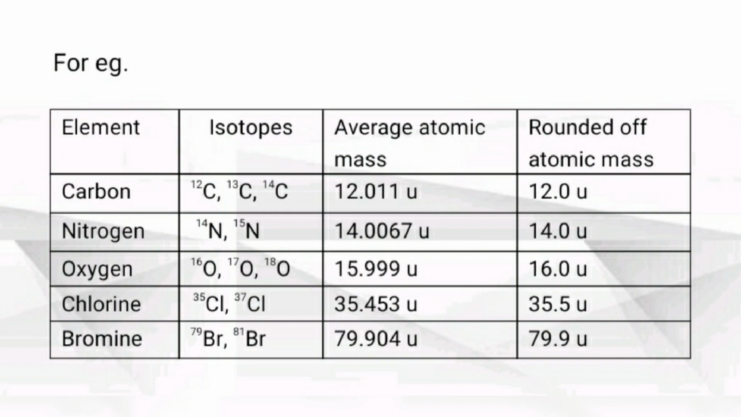There are three isotopes: C12, C13, C14. Its average atomic mass is 12.011 unit, but for practical use we are considering 12 unit. Similarly, nitrogen, oxygen, chlorine, bromine, their average atomic mass is given and their rounded off atomic mass is given.